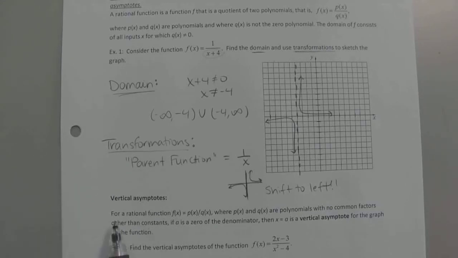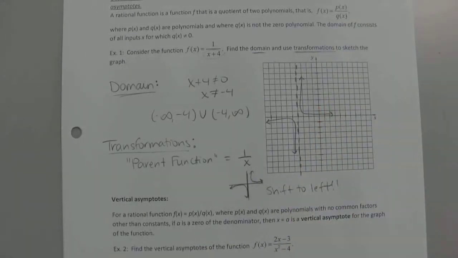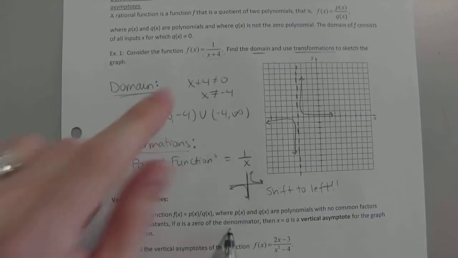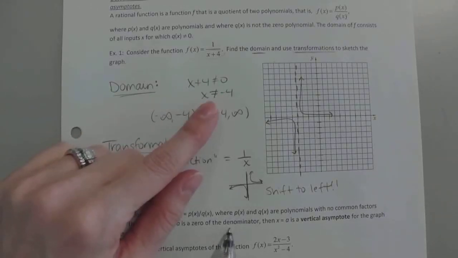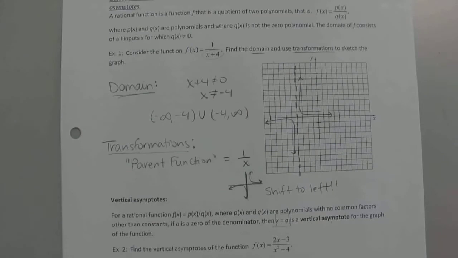So, vertical asymptotes. Let's go ahead and read the definition. It says for a rational function f of x, where p of x is over q of x, just like we defined up there, if a is a 0 of the denominator, so kind of like what we did up here, negative 4 would have been a 0 of the denominator, then there's a vertical asymptote at x equals a. Remember, vertical lines are defined x equals a constant. So the vertical asymptote is just wherever you have zeros of the denominator.